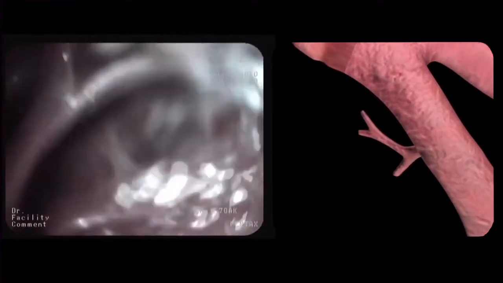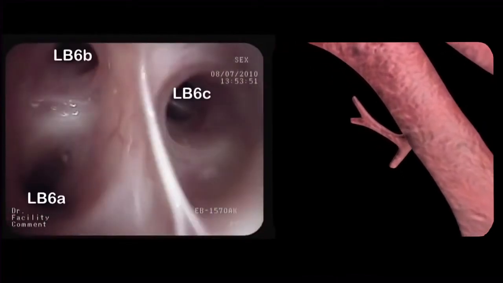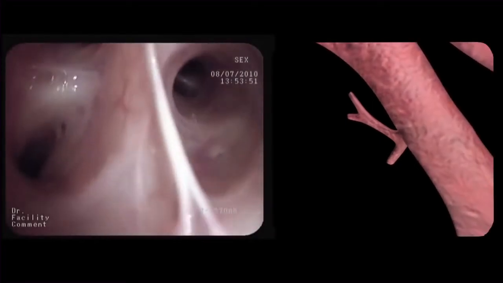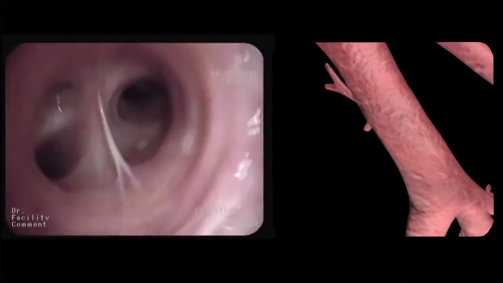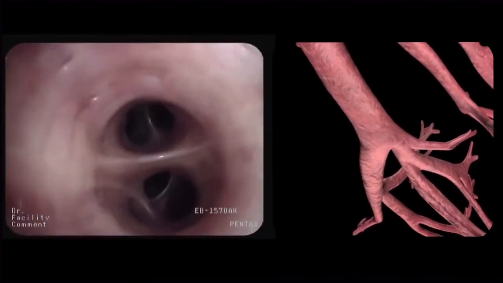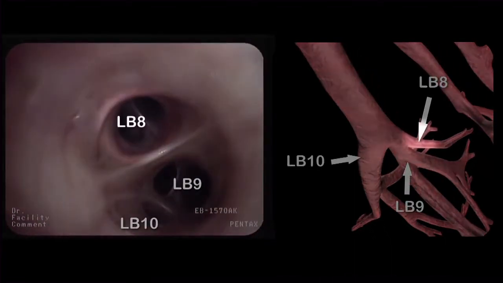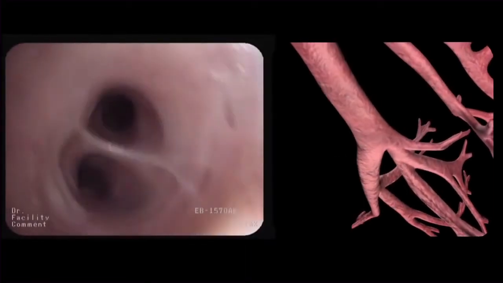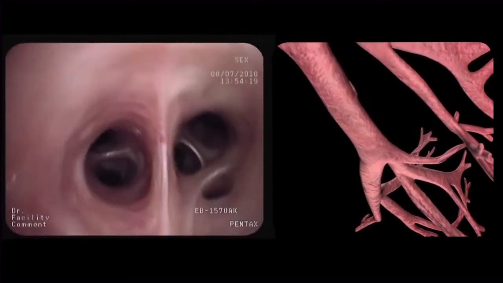We advance into the lower lobe and first inspect the LB6 that immediately divides into three subsegmental branches, LB6A, LB6B, and LB6C. We retract from LB6 and continue further into the lower lobe. Here, we can identify the anterior basal, or LB8, lateral basal, or LB9, and posterior basal, or LB10, segmental branches. A medial basal branch is usually absent on the left side.